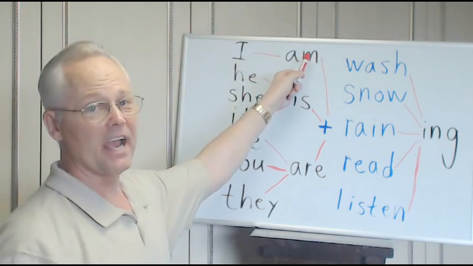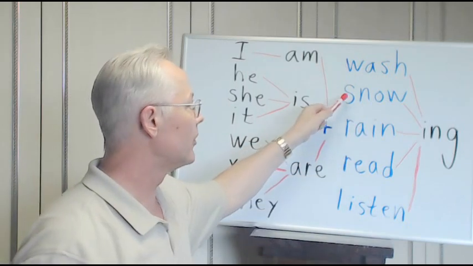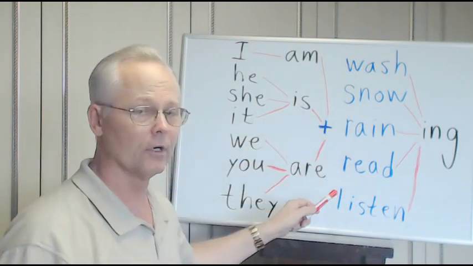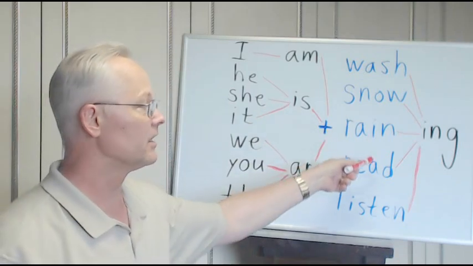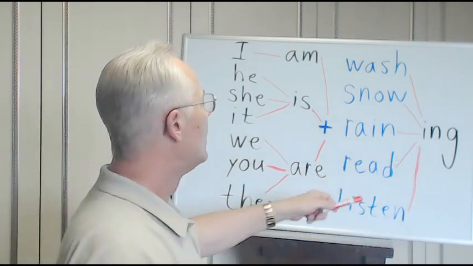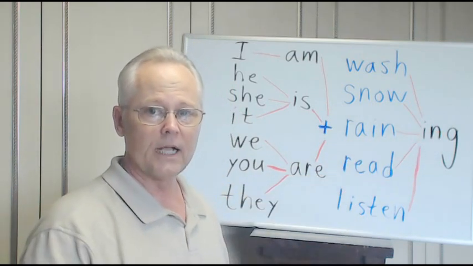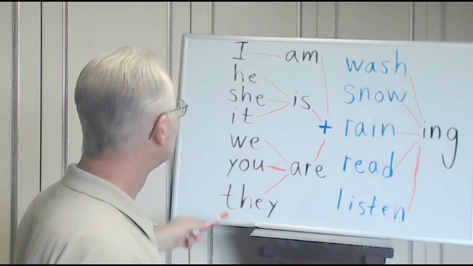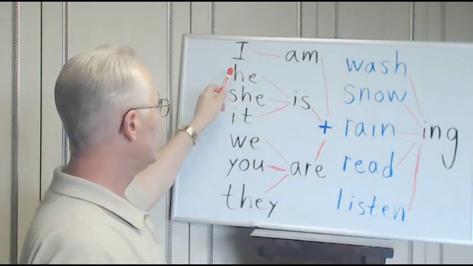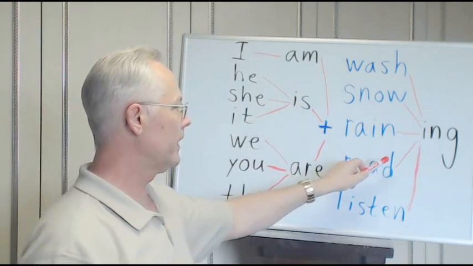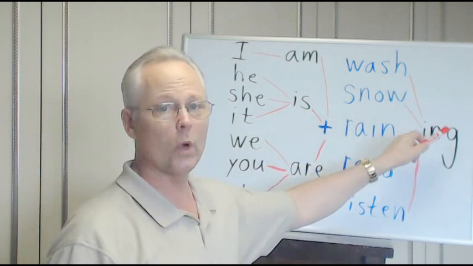I am plus a verb. There are many, many verbs, many more than this. These are just examples. And we put ing on the end of the verb. That's it. That's all we do. I am washing. He is reading. It is snowing.